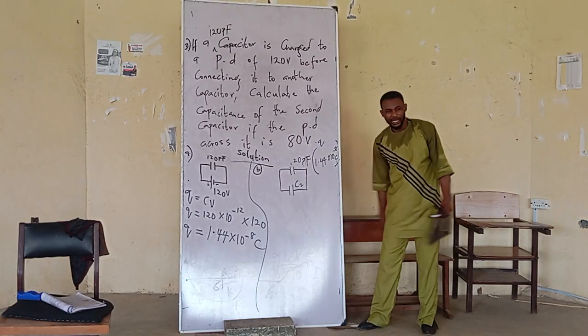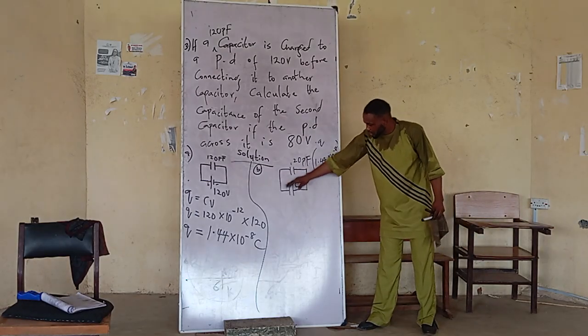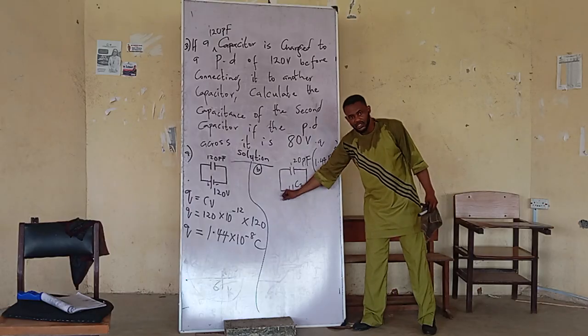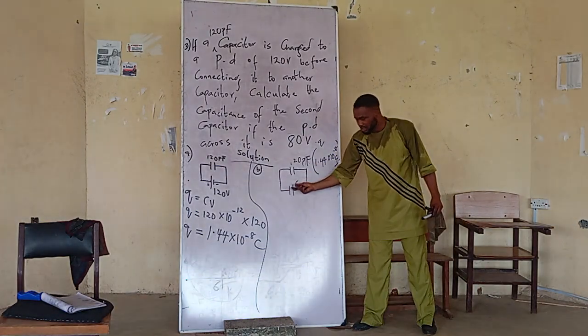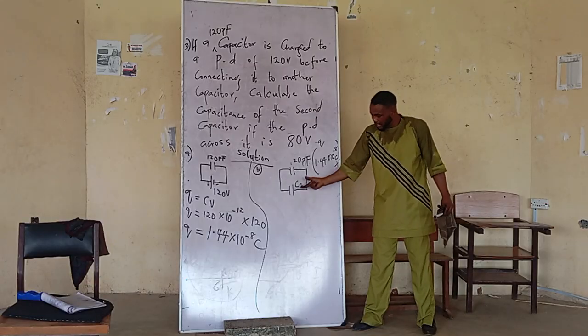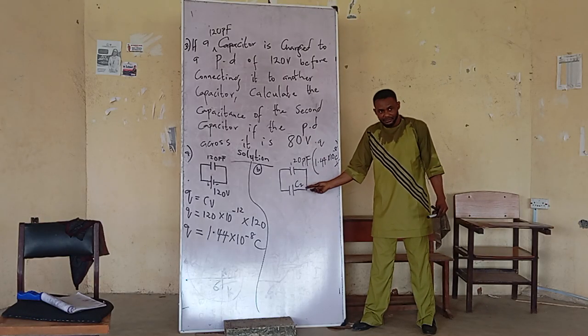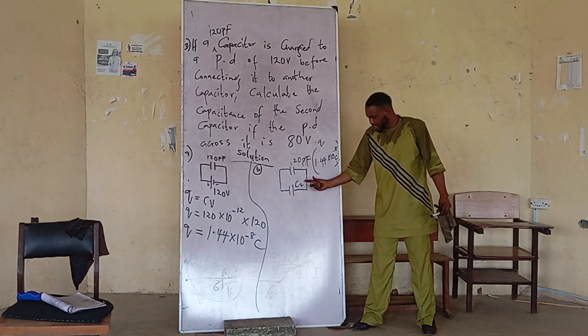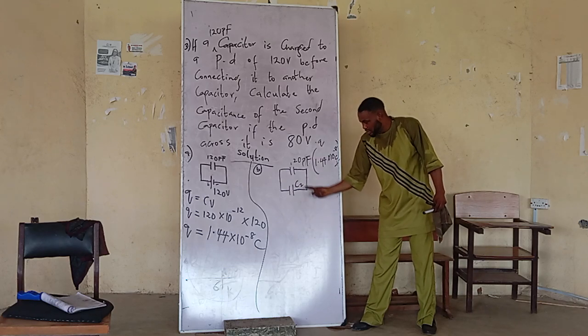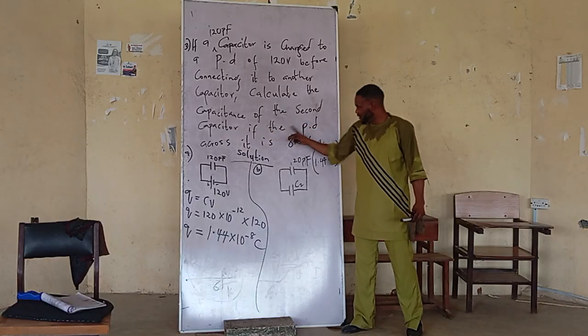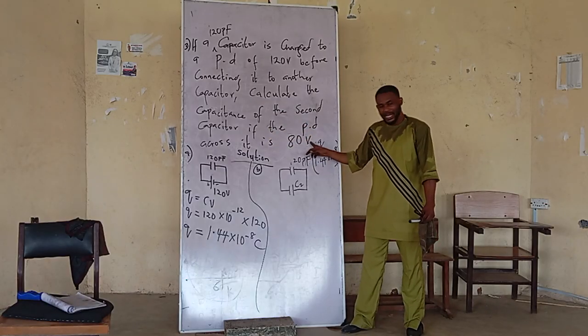So it is not connected. The voltage was broken, and they now connected this. So the fact that a voltage was removed to connect a capacitor is automatically the first signal that it is in parallel. That's the first signal. Then the voltage across the connection. See, calculate the capacitance of the second capacitor if the potential difference across it is 80 V.